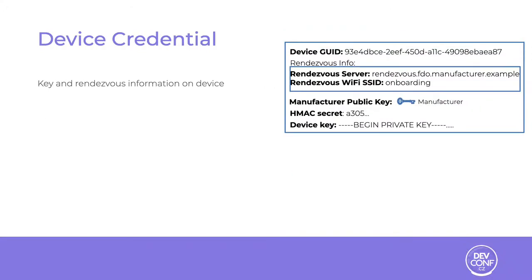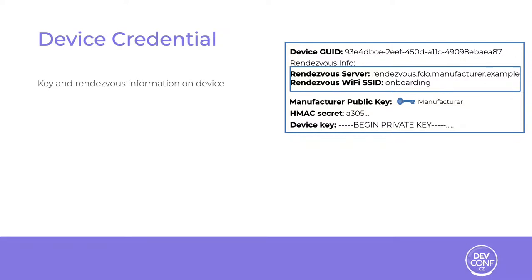And then there's the other side of the story, the device credential. This is stored in the device. It can be stored as a file or in another location, like non-volatile RAM or firmware. But basically, that contains the same device unique identifier.